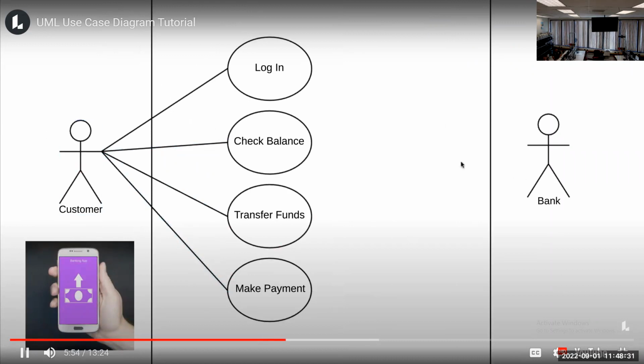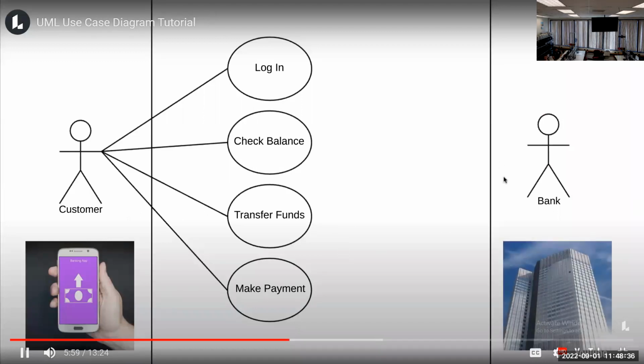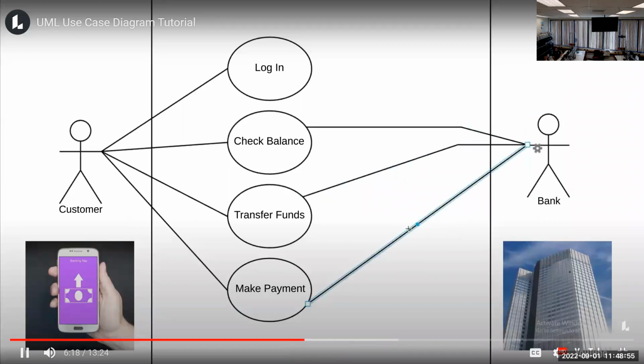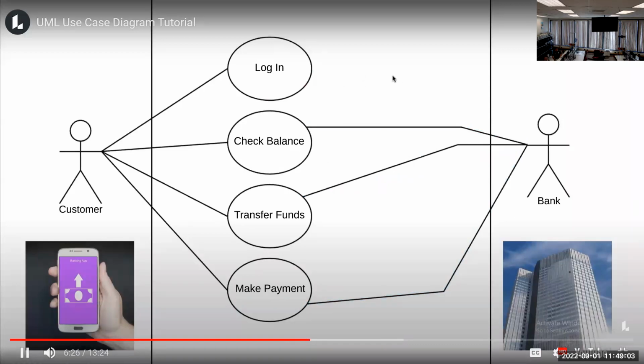Remember, each actor has to interact with at least one use case. So which use cases will the bank interact with? When a customer wants to check their balance on the app, the bank is going to provide the correct amount. Let's draw a line between bank and check balance. Similarly, when a customer wants to transfer funds or make a payment, the bank is going to follow through with those transactions. We don't need to draw a line to log in because that process happens within the banking app. There's no need for the bank to actually get involved with the login process.